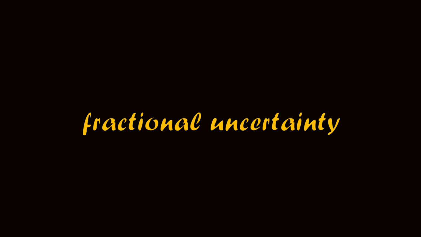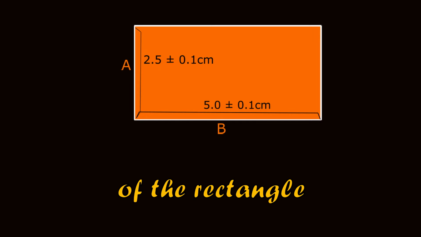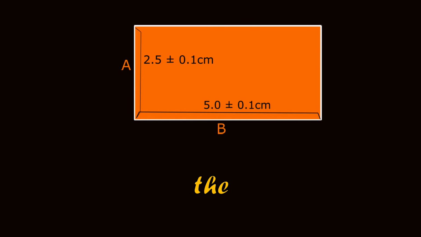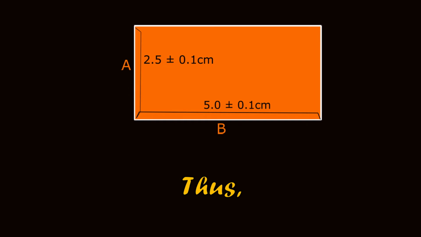The same can be said for multiplying and dividing. However, in multiplying and dividing, the fractional uncertainty of the final value is the sum of the fractional uncertainty of the other values, which can be illustrated in this example. So the sides of a rectangle are measured to be these values, and you're told to find the area of the rectangle. In this case, the fractional uncertainty in A is roughly 4%. The fractional uncertainty in B is 2%. Thus, the fractional uncertainty in the area is the sum of these two percentages, which gives us 6%.